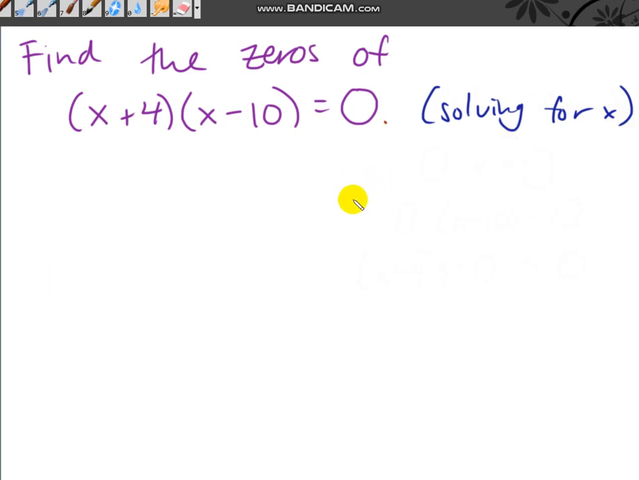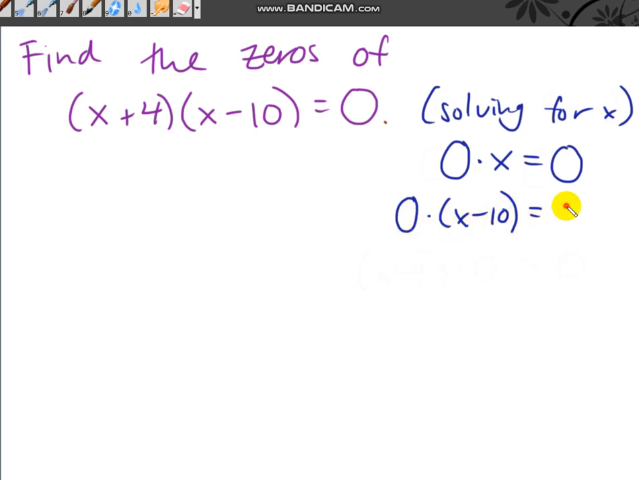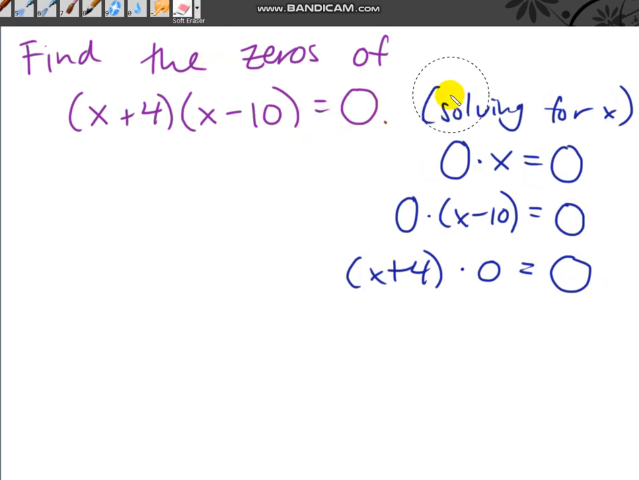Just as a recap, I don't know if you remember, one of the first days in class, I asked you, what is 0 times x? 0 times anything is going to be 0. So what this implies is if I have 0 times (x - 10), this is going to be 0 because 0 times anything is 0. If I had (x + 4) times 0, anything times 0 is going to be 0. So keep that in the back of your mind.